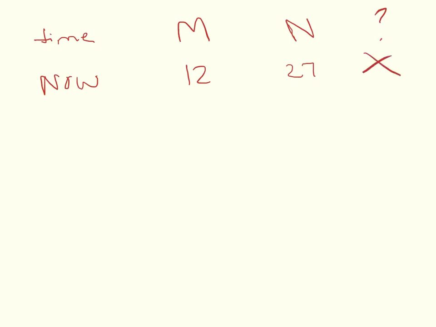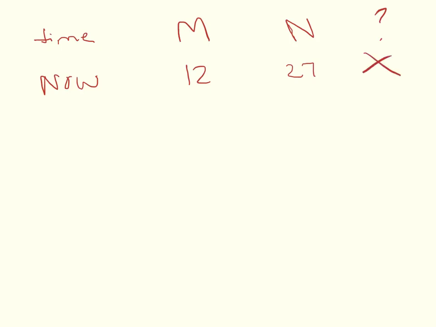This next problem says Mandy is 12 years old and Natcha is 15 years older. In how many years will Natcha be twice as old as Mandy? So what I do is I make a chart and I make M represent Mandy's age and N Natcha's age, and then this is the time. So now Mandy is 12 years old, so Natcha must be 27 because she's 15 years older. And then I'm checking to see, is Natcha's age twice Mandy's? And the answer is no.